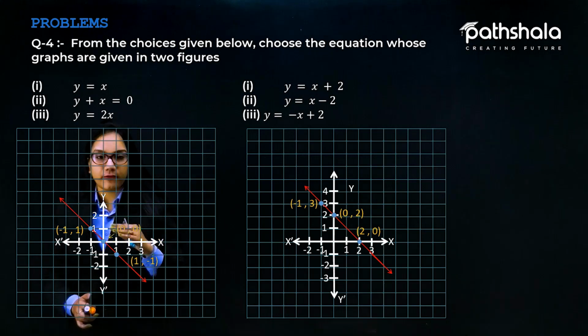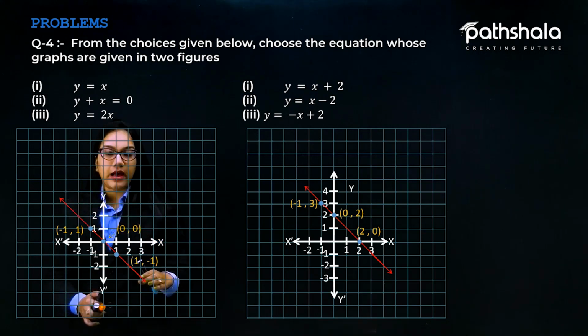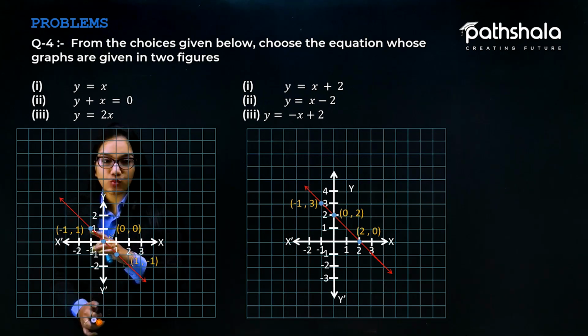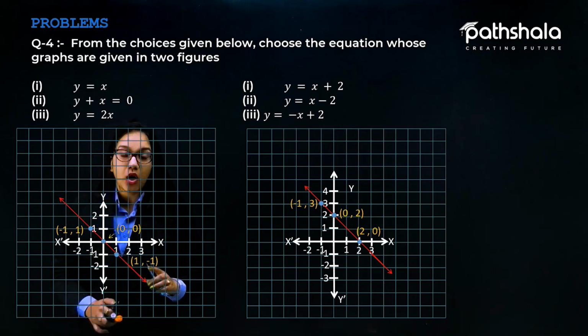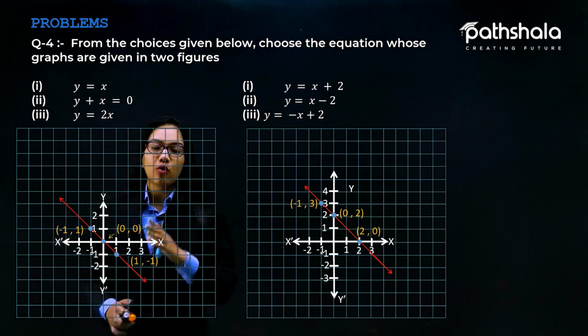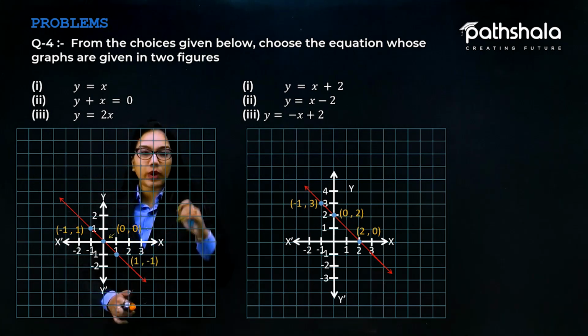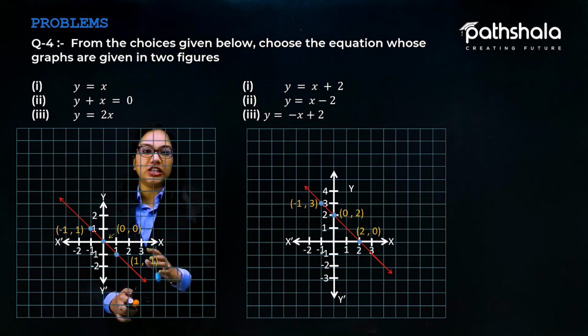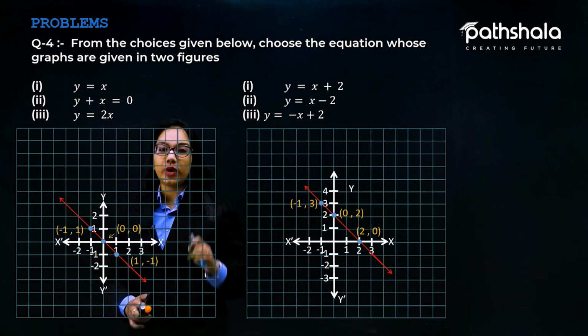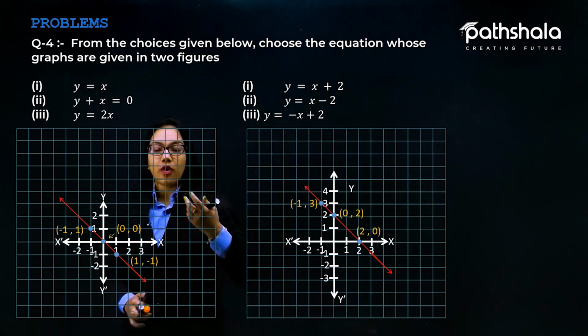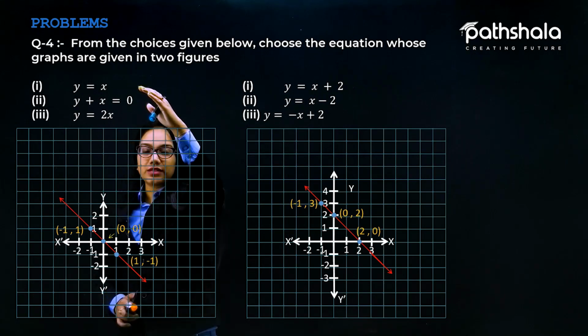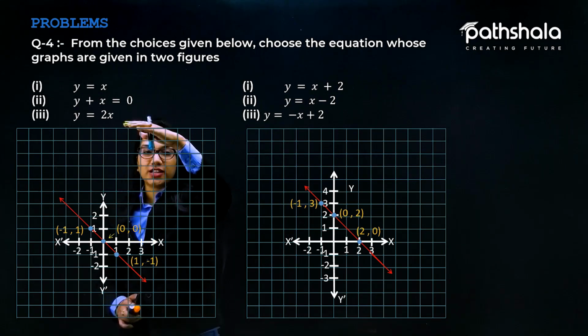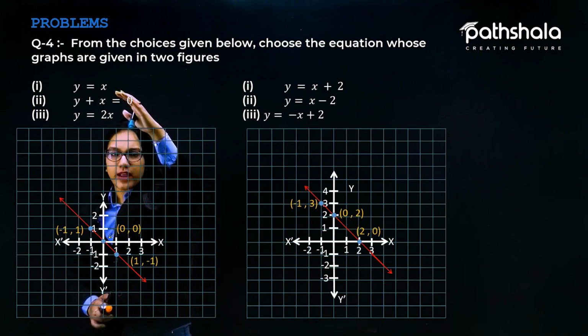So let us suppose we are taking this graph, and the points on the graph are 0, 0, as we can see over here. The points that are lying on the graph are 0, 0, minus 1, 1, and further 1, minus 1. So any equation that satisfies these points will be the equation of this particular graph. So as we can see, we have y is equal to x, we have y plus x is equal to 0, we have y is equal to 2x. So let's just start with y is equal to x.